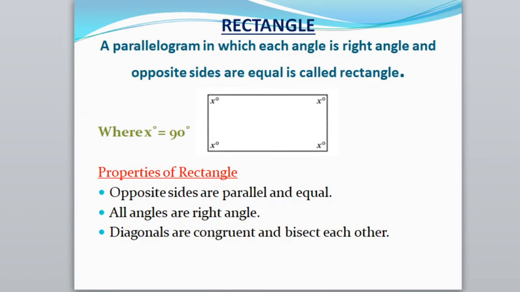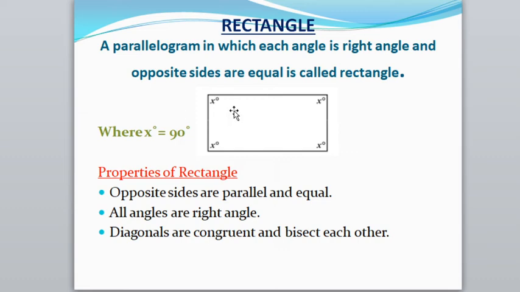Then the next is given rectangle. Now what is a rectangle? A parallelogram in which each angle is right angle and opposite sides are equal is called a rectangle. Here it is given rectangle is a parallelogram, but in a rectangle all angles are equal, that are right angles, and opposite sides are equal.